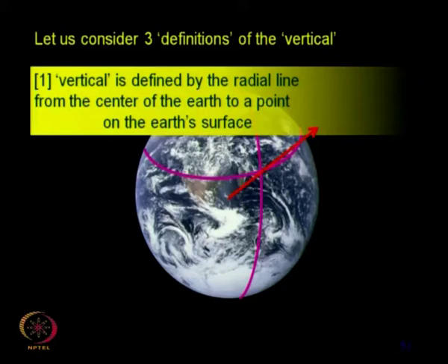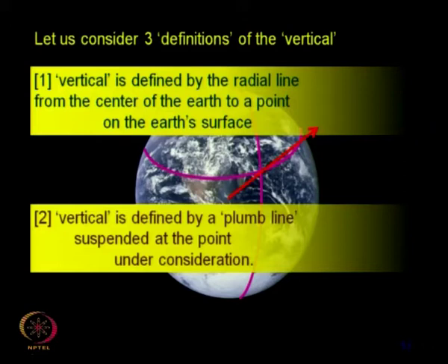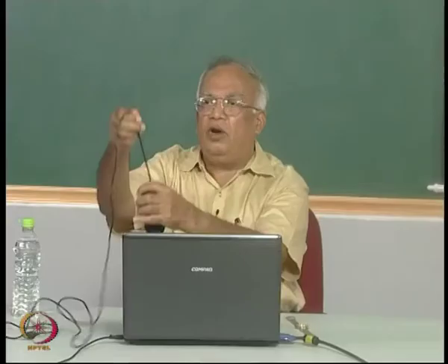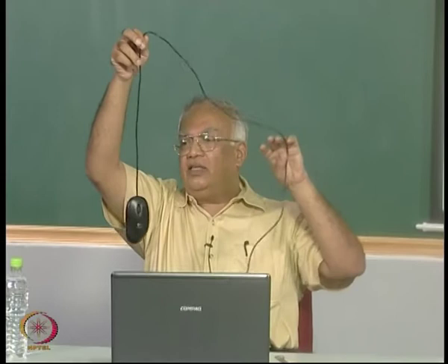Let us think of another definition, that you define a vertical by a plumb line which is suspended at a point under consideration. Vivek has brought a plumb line, but I think it is too big. It is not too big, but anyway we have one right here. We can make a plumb line just about anything which has got a thread. So, let me just pull out this mouse and hold it in my hands, and here we have a plumb line. A plumb line is a mass which is suspended to a string essentially.